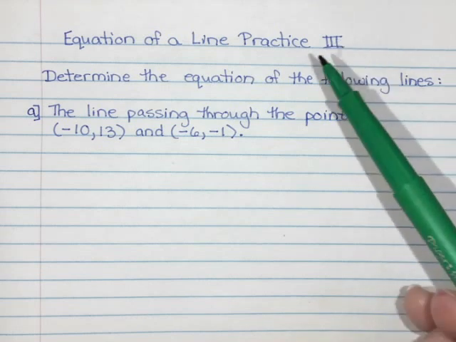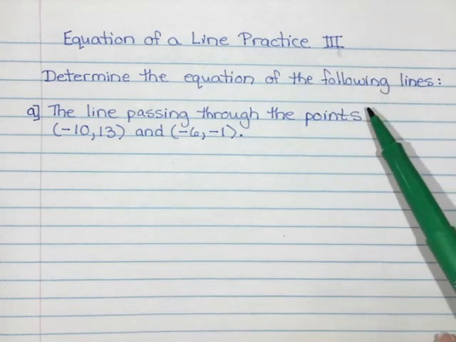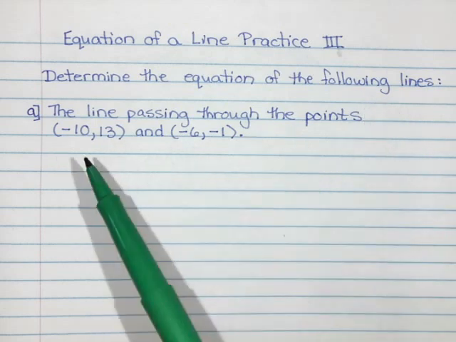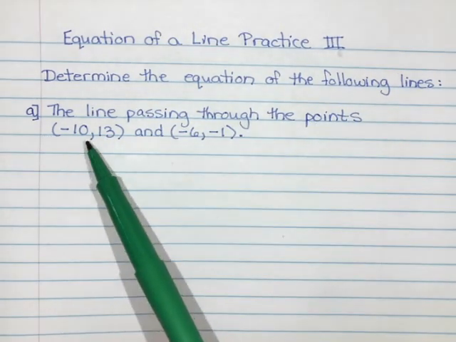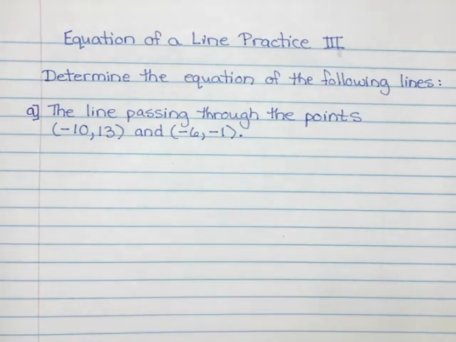Today we're going to do some equation of a line practice. So our instructions are determine the equation of the following lines, and there are 3 different examples that we are going to do. So our first one says the line passing through the points -10, 13, and -6, -1.